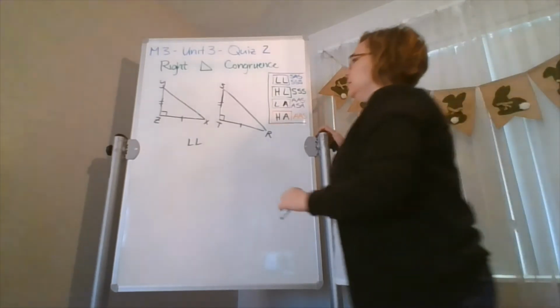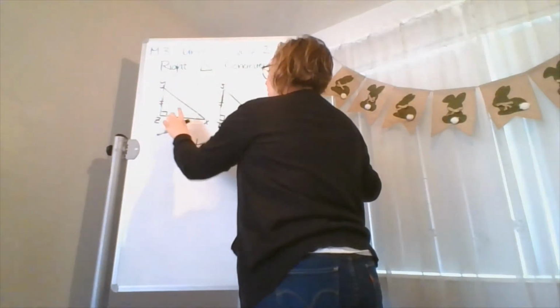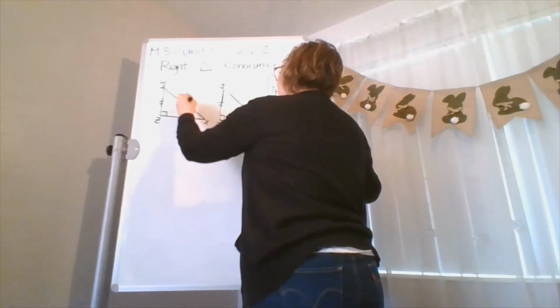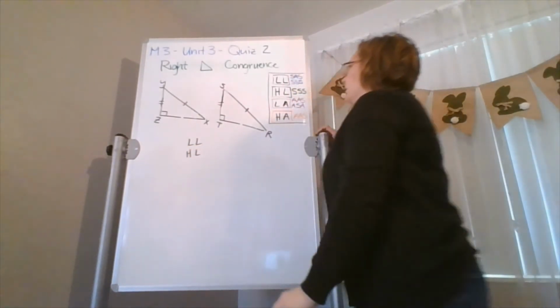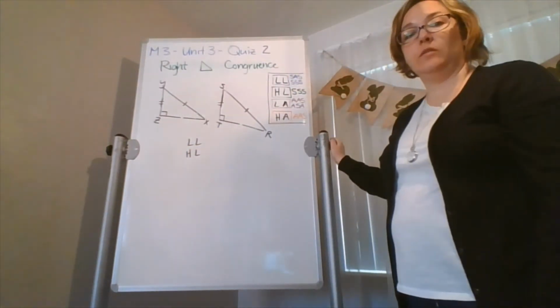Or perhaps instead of two legs, we have a hypotenuse and a leg. That would also give us triangle congruency.